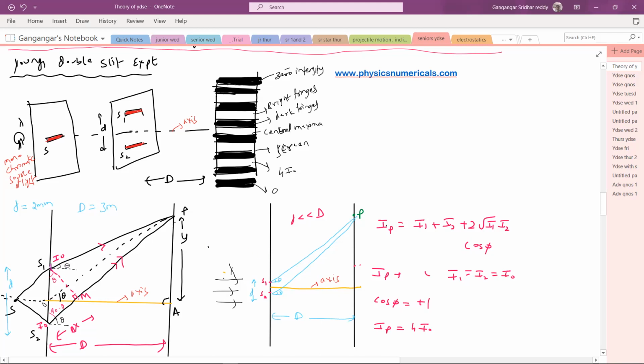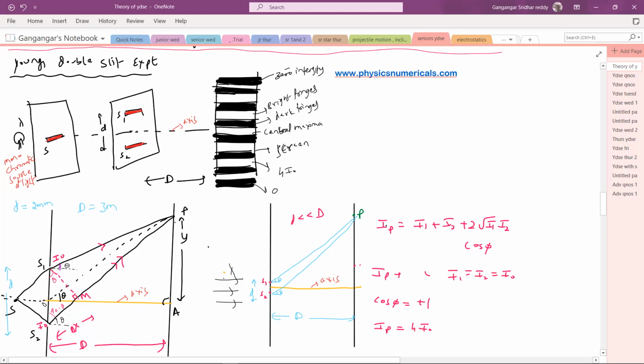So is it justified? The line joining S1P and the line joining S2P will make an angle theta with the horizontal. Both will make the same angle theta. Then if this is theta, what can be this angle? 90 minus theta. Let me drop a perpendicular S1M to the line S2P. Then this is 90 minus theta, this is 90, and this will be theta. Got it now?